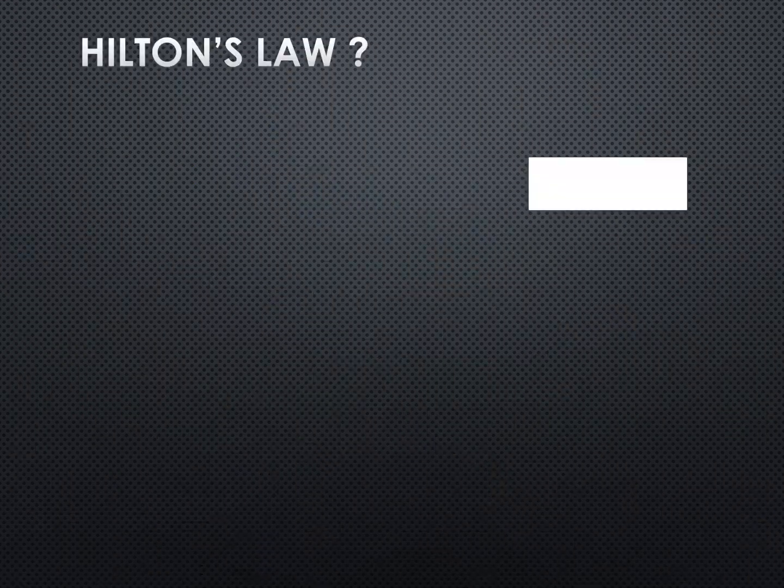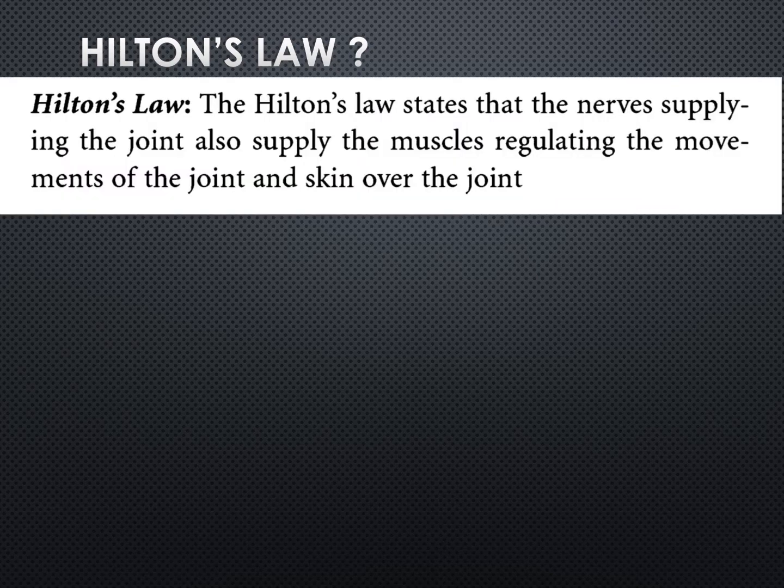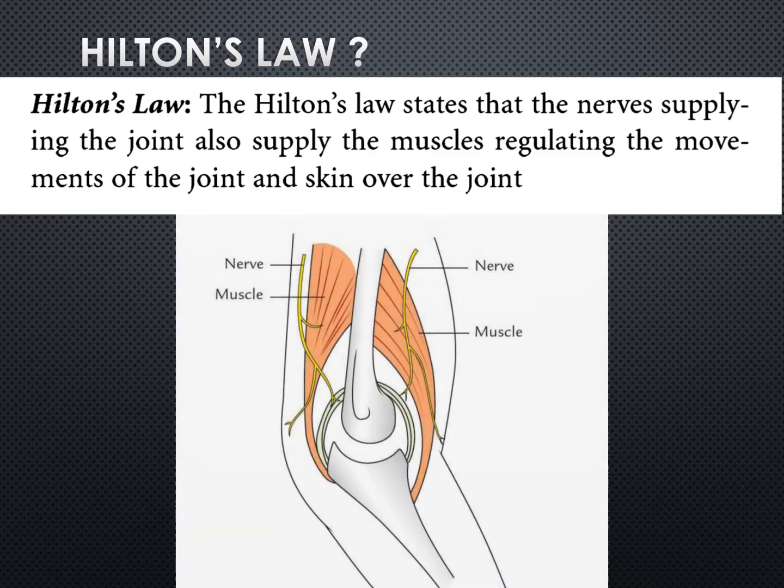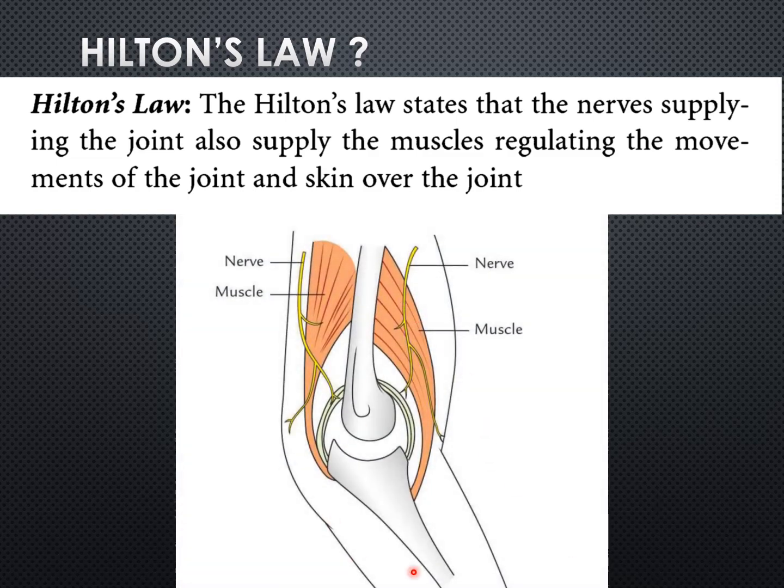Have you heard of this term called Hilton's law? This is very important. Hilton's law states that the nerves that are supplying the joint also supply the muscles that are regulating the movements of the joint and the skin over the joint. So look at this diagram. This is the diagram of the elbow joint. This is the fibrous capsule of the elbow joint. And these are the nerves that are supplying the fibrous capsule. These same nerves are going to supply the muscles and also the skin over the joint.